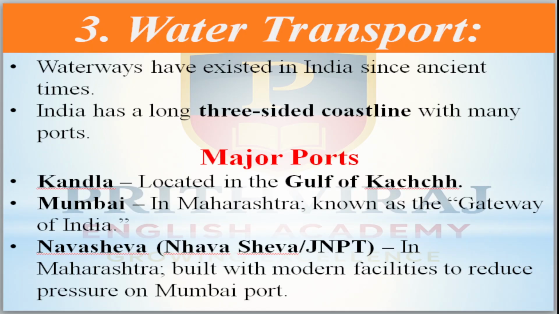Then next, the second one is Mumbai. It is in Maharashtra and it is known as the gateway of India. Then next, one more in Mumbai only, Navaseva. It is in Maharashtra. It is built with modern facilities to reduce pressure on the Mumbai port. Why was it constructed? To reduce the pressure on the Mumbai port. So if the question is asked why the Navaseva port was constructed, it is to reduce the pressure on the Mumbai port. Three we came to know.